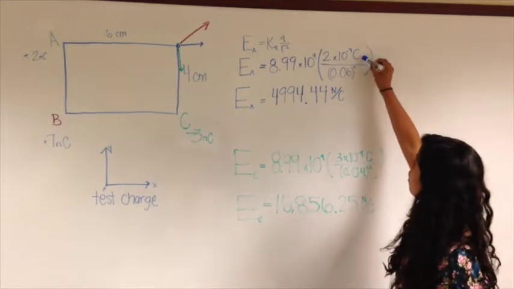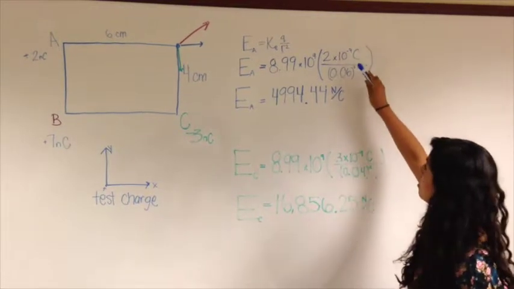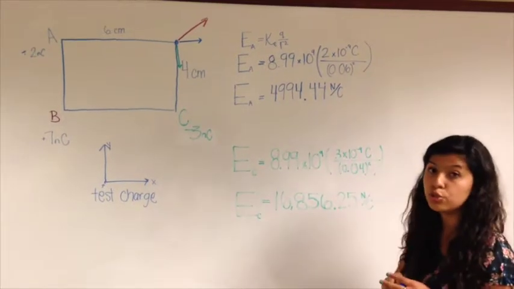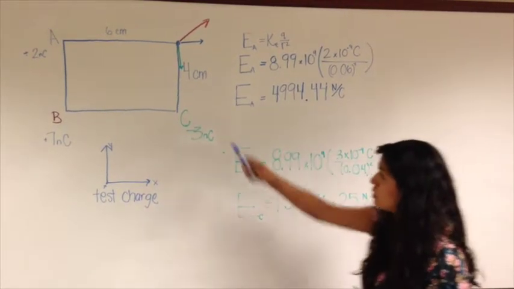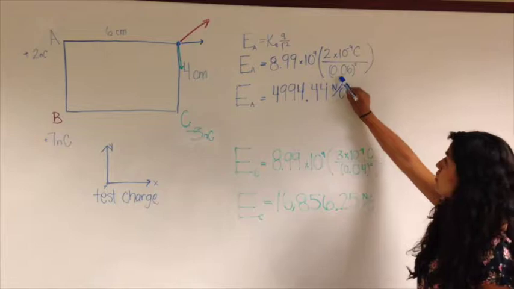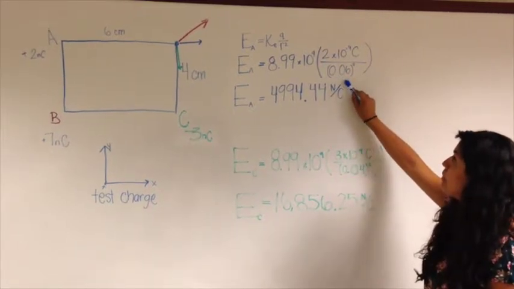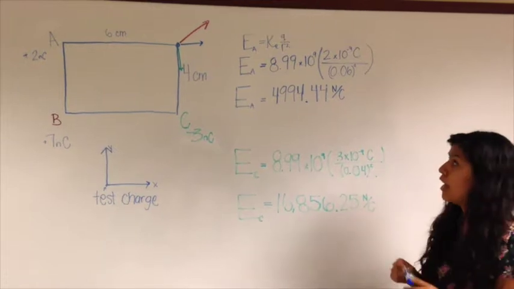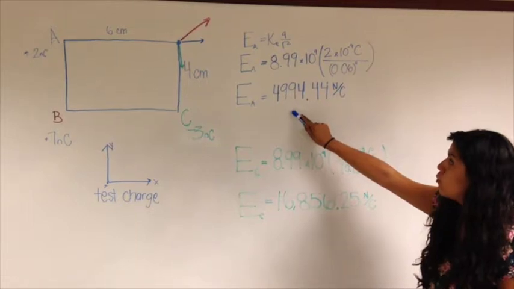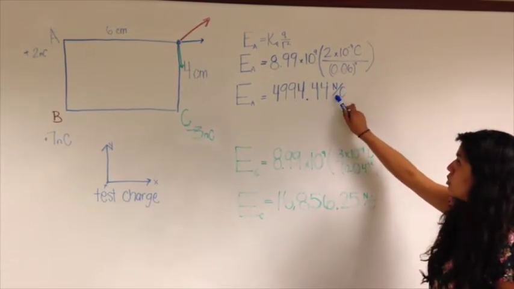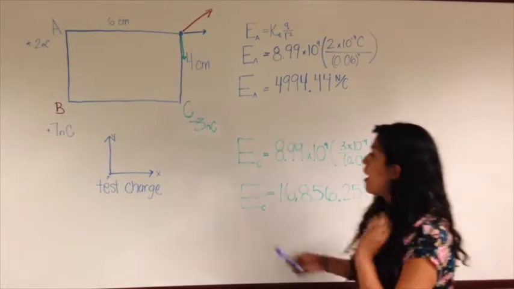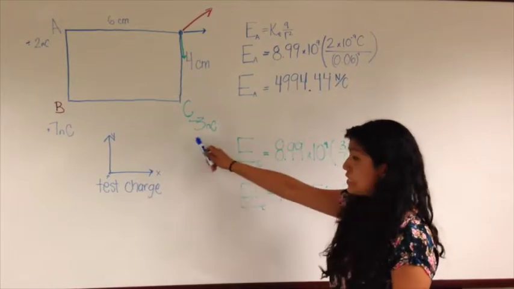So we'll put that in the numerator, and then for the distance r, we convert centimeters to meters. So we divided the 6 centimeter distance right here by 100. So that turns out to be 0.06 meters squared. And so we plug that into our calculator, and the answer we get is 4,994.44 newtons over coulombs.